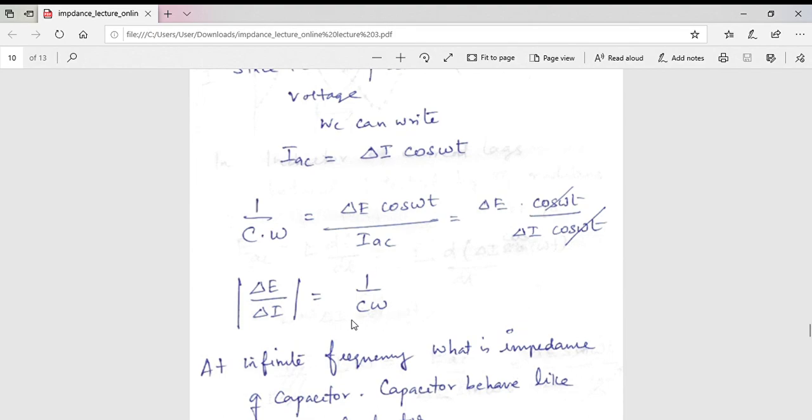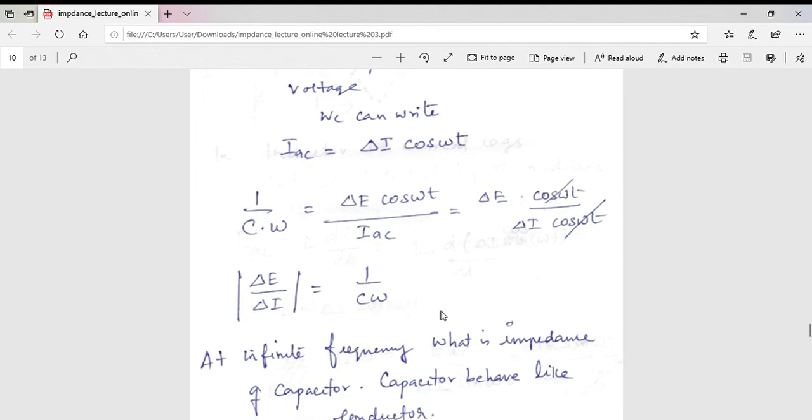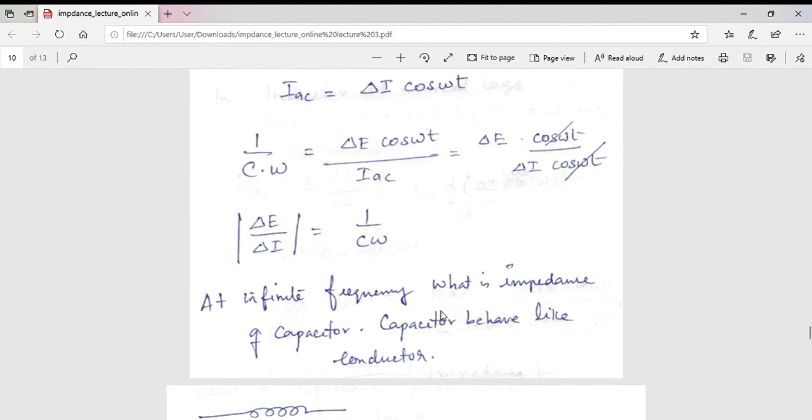At high frequency, this turns out to be a very small number. That means impedance is very small. At such a condition, your capacitor will act like a conductor. Current will simply go through the capacitor.